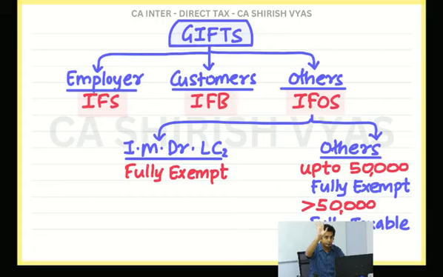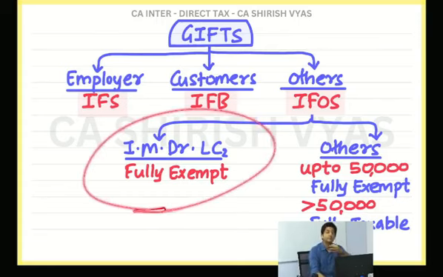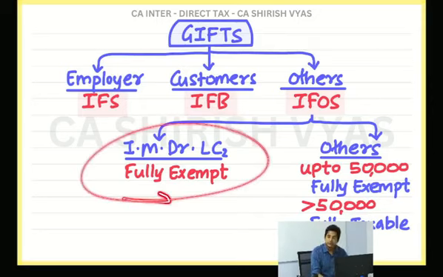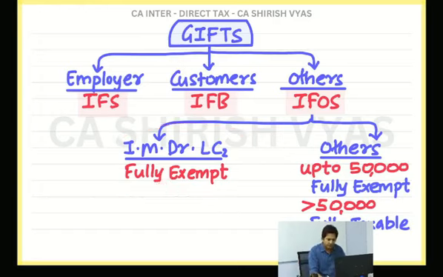Yes, if it is a genuine gift, like I am Dr. LC, we will not tax you. Means in I am Dr. LC, you will feel they are genuinely gifts. There is no cheating. Then exempt. But other gifts, we don't believe. Okay, there also we are ready to accept up to 50,000 can be a gift. Like my friend giving me 10,000, 50,000, it's believable.